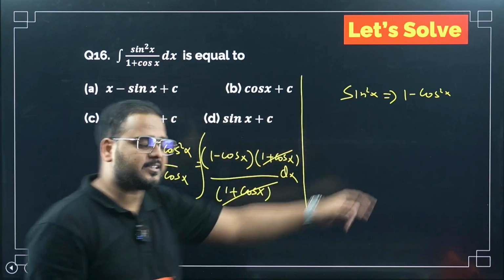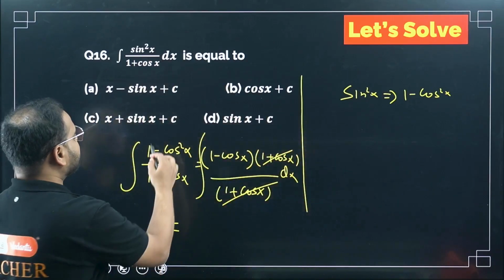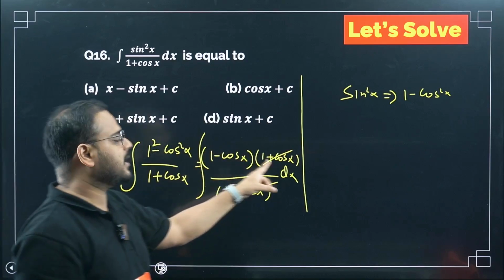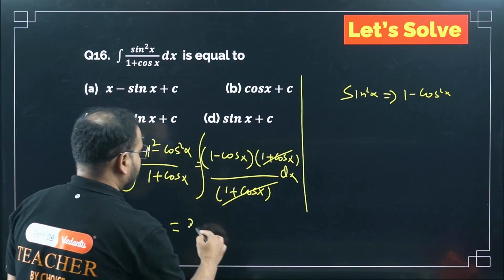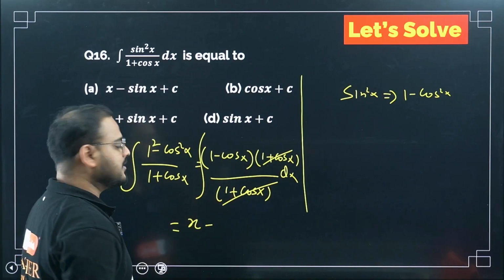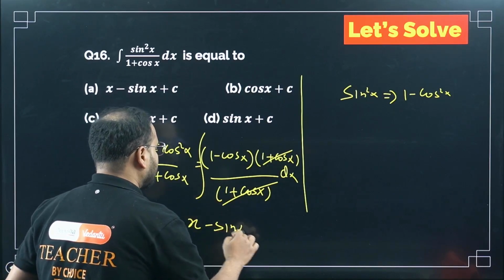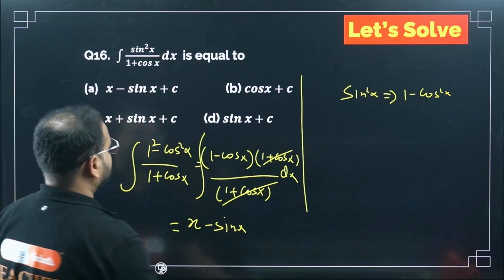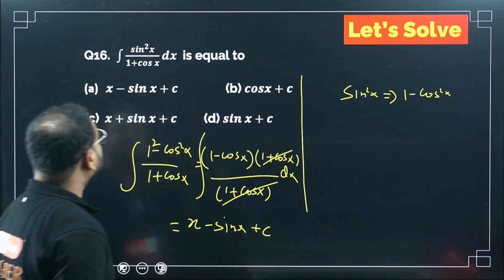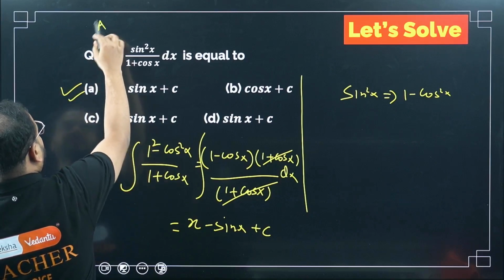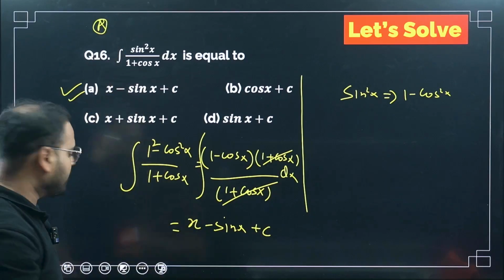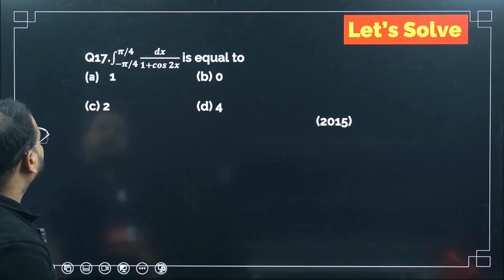Sin square x is what? 1 minus cos square x. Identity, sir. Replace here. A square minus b square formula, sir. 1 minus a, minus b, a plus b. A plus b get cancelled. 1 minus cos x integration is what? X minus sin x plus c will be there. X minus sin x plus c. Option number A is correct. Simple problem. Very simple. Moving on.